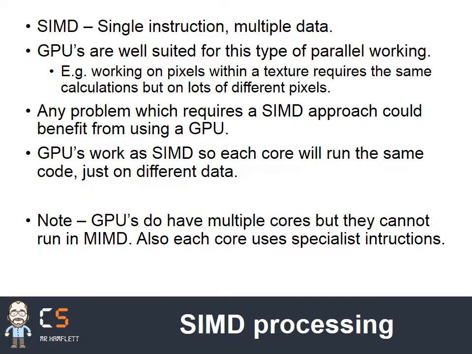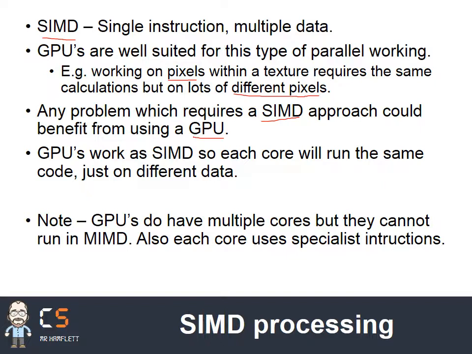Another big characteristic of graphics processing units is that they work in single instruction multiple data. This is where we have a single instruction which runs on every single core, but on different parts of data at the same time. So they're well suited for this type of parallel working. For example, if I'm working on lots of pixels within a texture, we need to do the exact same calculation on every single pixel. So each core is going to be doing the same calculations, but on different pixels at the same time. So any problem which requires a single instruction multiple data approach and also is floating point based will benefit from using a GPU.